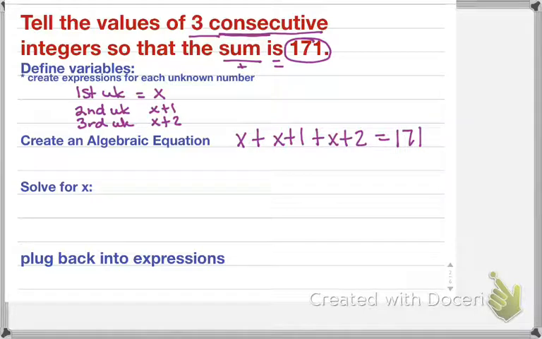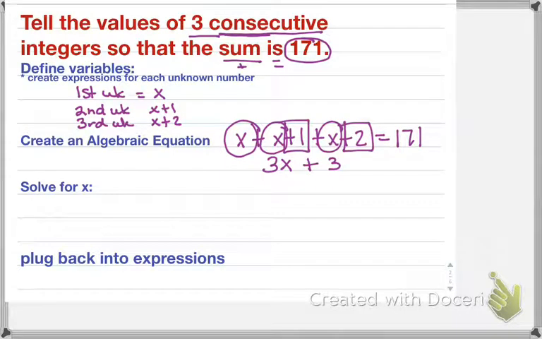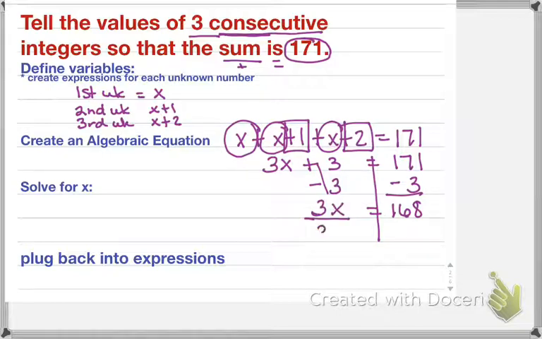Now we're going to solve for x. Combine your like terms. I have an x, an x, and an x, so that means I have 3 x's. I have a positive 1 and a positive 2, that means I have a positive 3, equals 171. Now I'm going to get all my variables to one side and my constants to the other. So inverse operation, minus 3, minus 3. We have 171 minus 3, and we have 168 is equal to 3x. Now we divide by our coefficient of 3, and we get x equals 56.